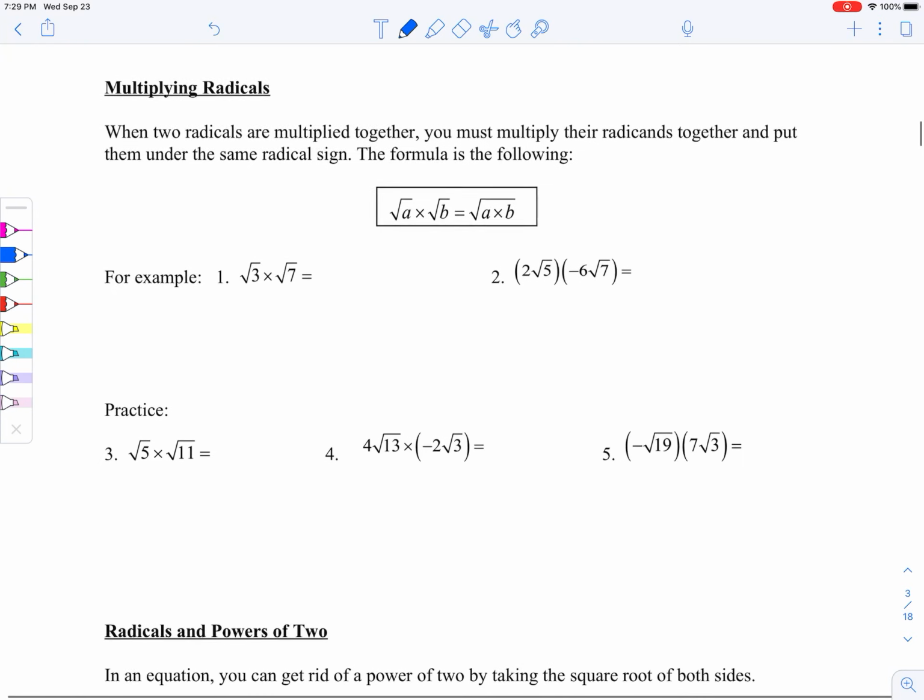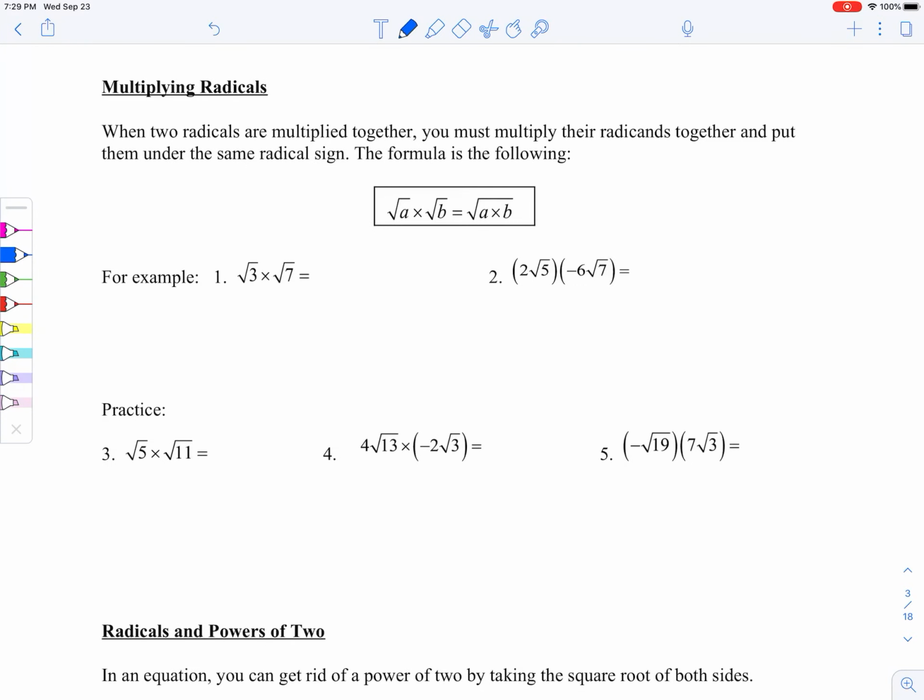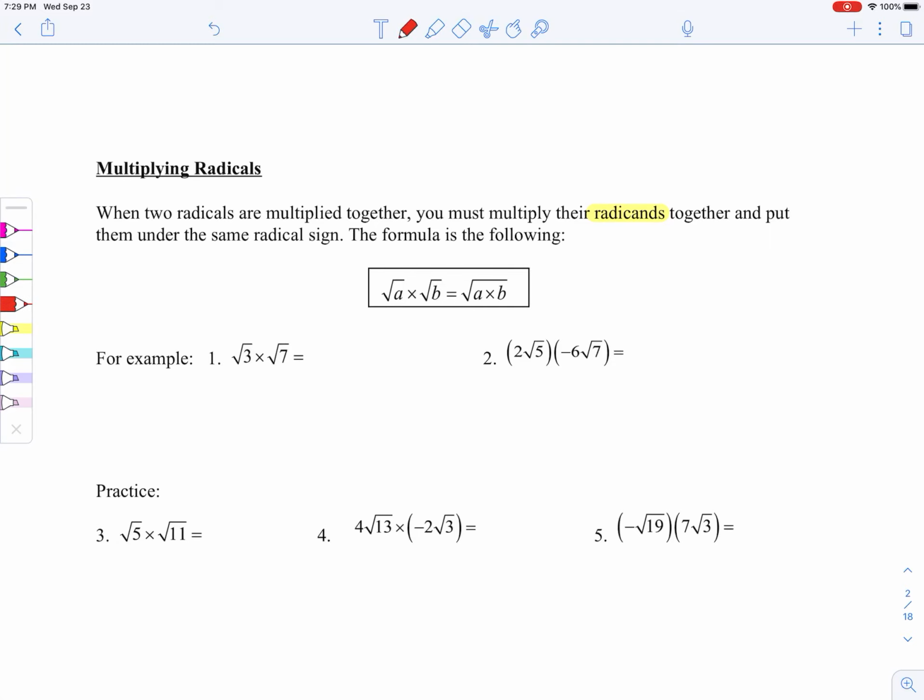Multiplying radicals. So the rule is that when two radicals are multiplied together, you multiply their radicands. So we've got this big fancy word here, radicand. Radicand just means the guts of a square root. So the radicand is the guts. If you have a square root, these are the guts that are underneath it. You've got the radical sign, and the guts are the radicand.